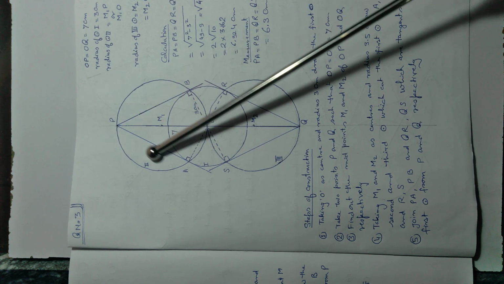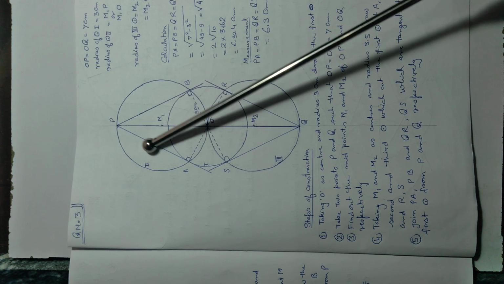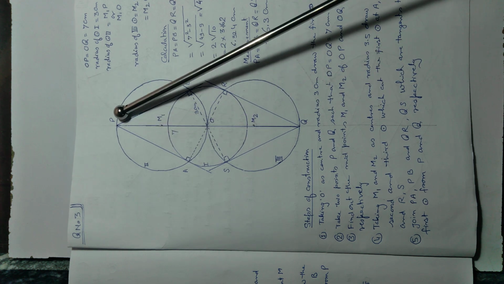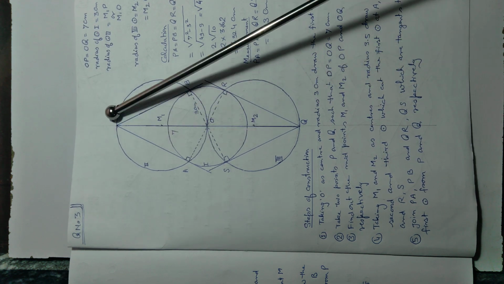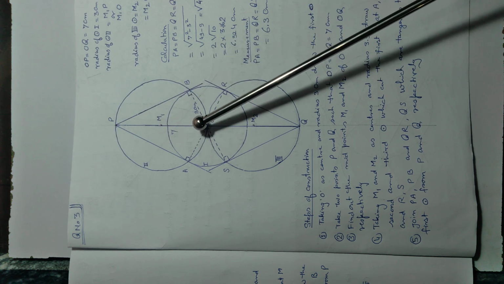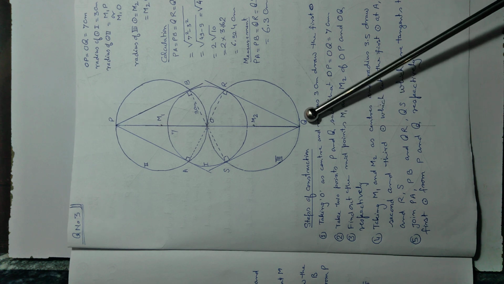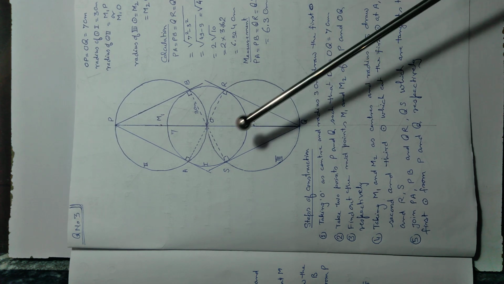So now join PA and PB. These are the common tangent from the point P. So PA and PB are common tangent from the point P to the first circle. Similarly, common tangent from Q are QR and QS.